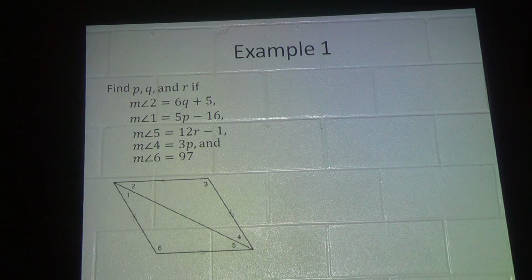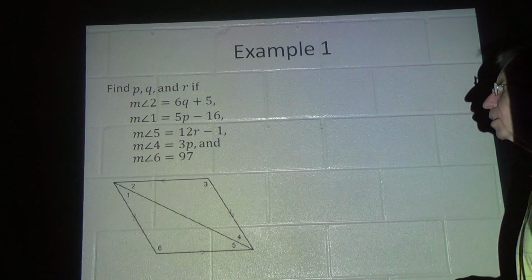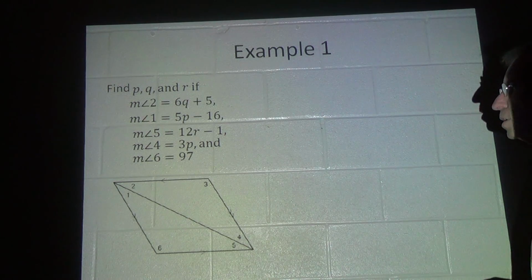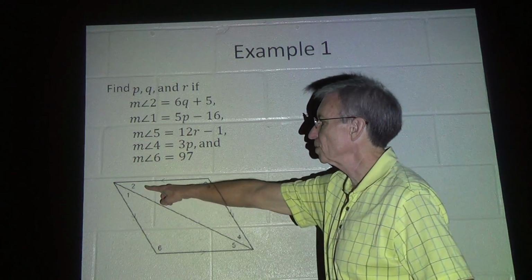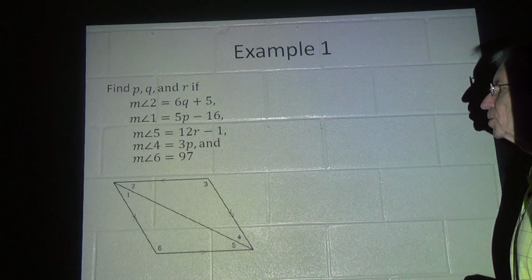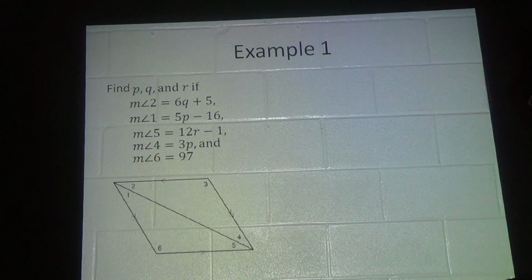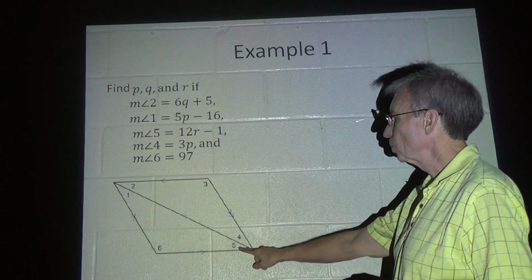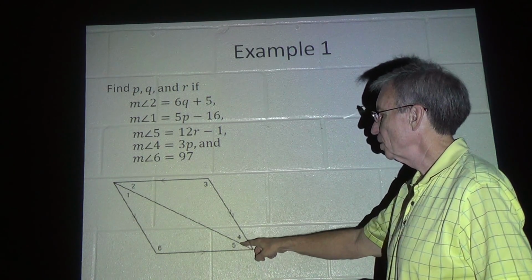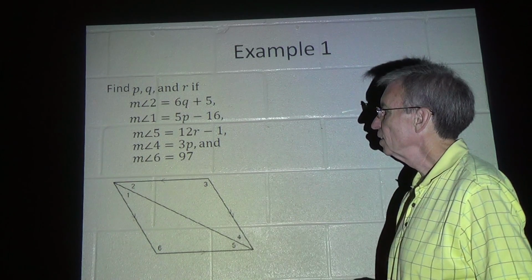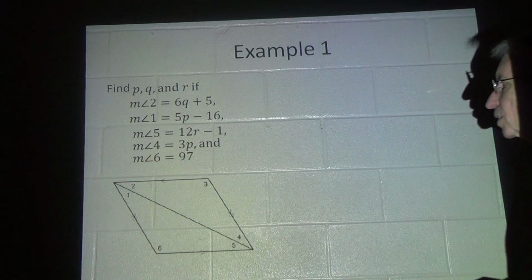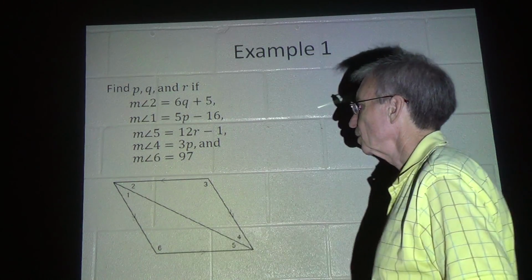Okay, so what they want us to do here is find P, Q, and R if the measure of angle 2 is equal to 6Q plus 5, so that's this one. The measure of angle 1 is equal to 5P minus 16, and the measure of angle 5 is 12R minus 1, and the measure of angle 4 is 3P, and the measure of angle 6 is 97 degrees.